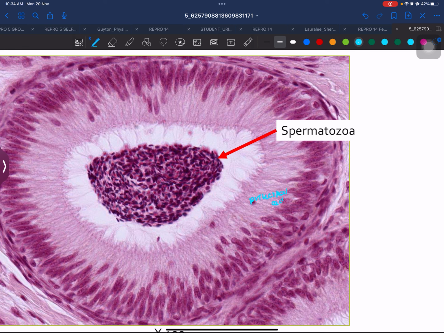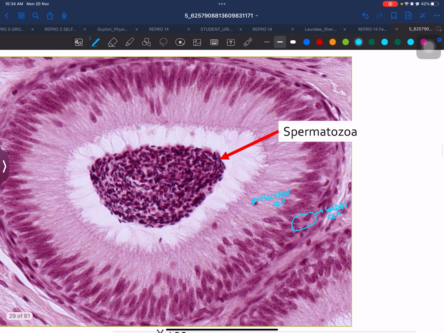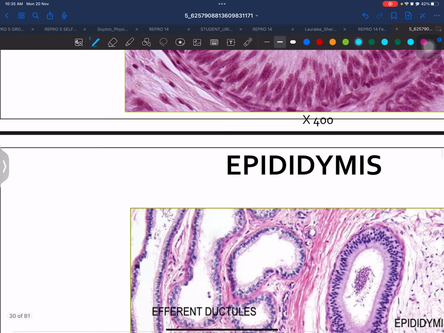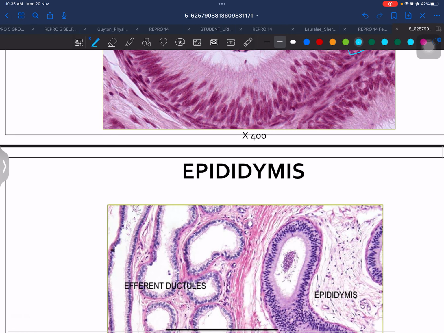Alright, so pseudo-stratified. Remember what pseudo-stratified means? All the cells sit on the same basement membrane, but not everyone reaches the lumen. Everyone is on the same basal membrane, but not everyone reaches the top. We start at the same place, but not everyone gets to the top.